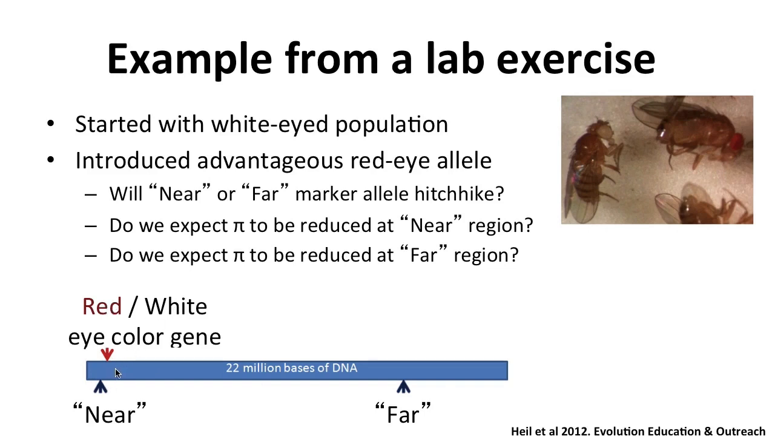Now, you can do PCR, or ways of assaying two particular genetic markers. One of them is called Near, one of them is called Far. Near happens to be right next to the eye color gene. Far is very far away. Now, let me ask you in closing here, what do you expect? Which of these two marker alleles should hitchhike along with the red eye variant? And then two related questions. Do we expect pi to be reduced at the near region? And do we expect pi to be reduced at the far region?